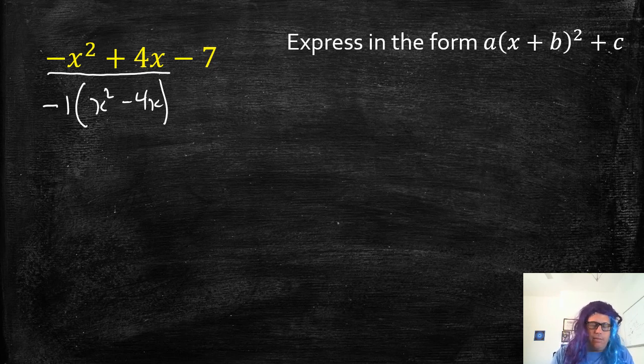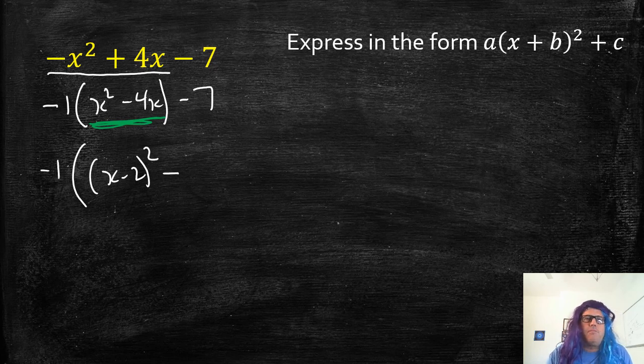Okay, are those the same? Minus 1 times x squared is minus x squared. Minus 1 times minus 4x is positive 4x. And then I still have my minus 7 tagging along for the ride at the end. Now I'm ready. I can complete the square on x squared minus 4x. I got minus 1 in front. x squared minus 4x is (x minus 2) squared. Then minus, it's always a minus, minus 2 squared is 4.